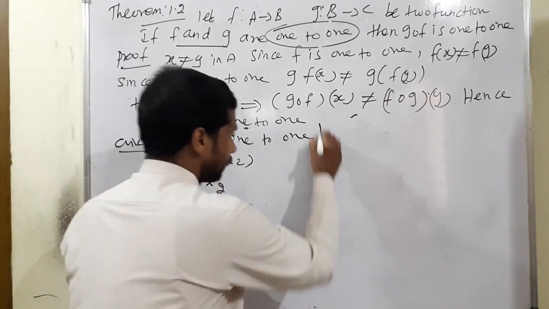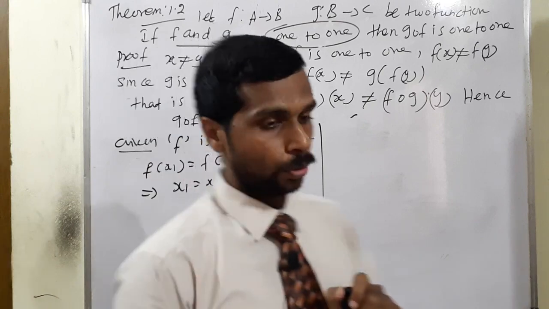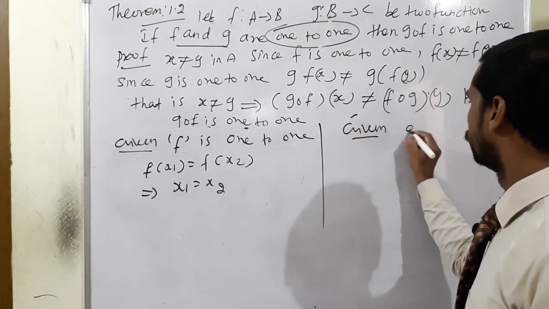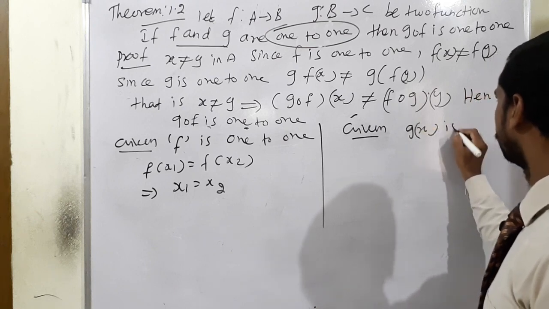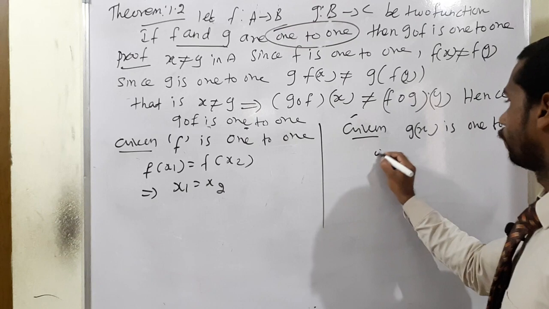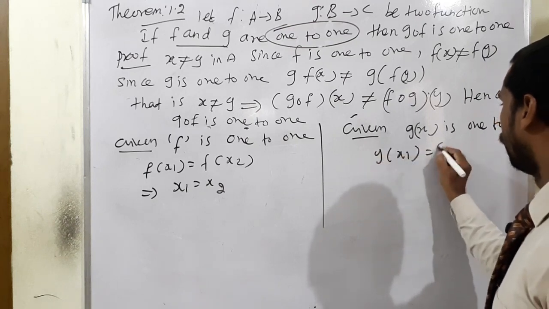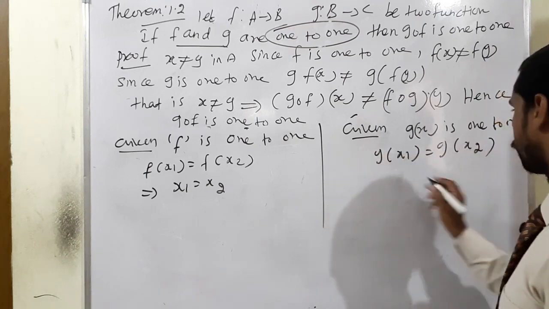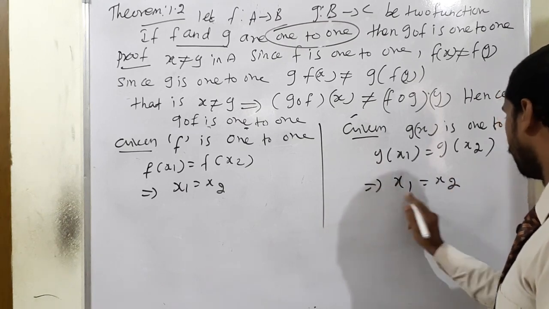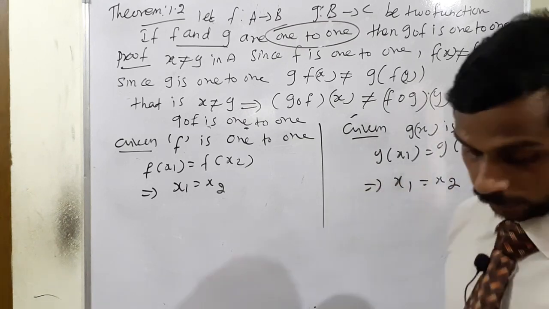At the same time, the next condition is also given: g is also 1 to 1. So given g of x is 1 to 1. What is the meaning of g of x being 1 to 1? G of x1 is equal to g of x2. Therefore, it implies x1 is equal to x2, means this is also a 1 to 1 function.